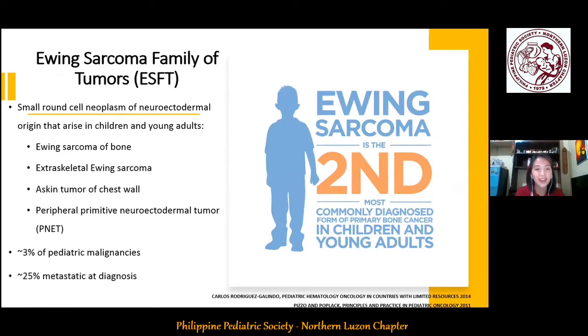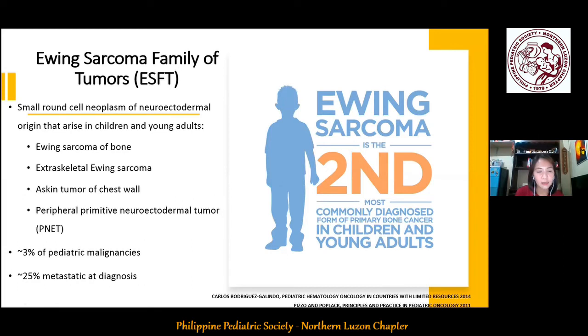So moving on to the next most common tumors in children, we have the Ewing sarcoma family of tumors, or your ESFT. The term Ewing sarcoma family of tumors would define a small group of round cell neoplasm of neuroectodermal origin that manifest as a continuum of neurogenic differentiation. So when we have Ewing sarcoma of the bone, it represents the least differentiated or the most primitive, as compared to your PNET, which is the most differentiated form.